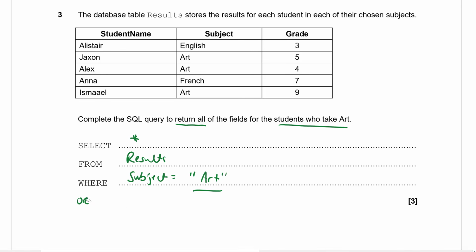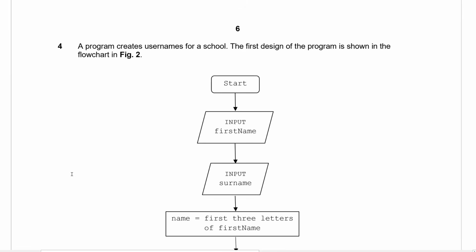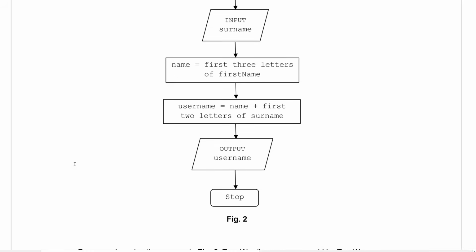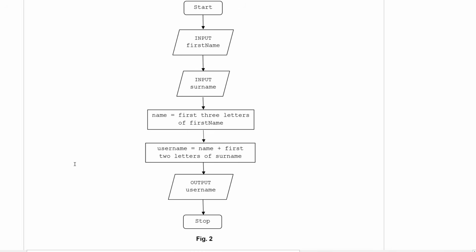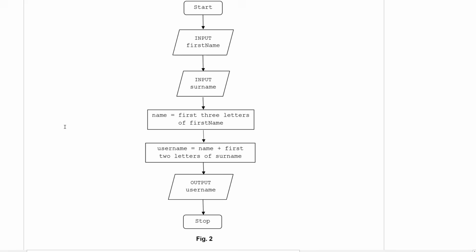Right, let's move on. We've got a flowchart with a program which creates usernames for a school, and we've got it all the way down here. Let's zoom out a little bit. Okay, now, for example, using a process in this flowchart, Tom Ward's username would be Tom War. I mean, to state using this flowchart, the username for Rebecca Ellis for only 1 mark. So let's go through this one by one. Don't just guess it. Make sure you follow the algorithm if it gives you one.